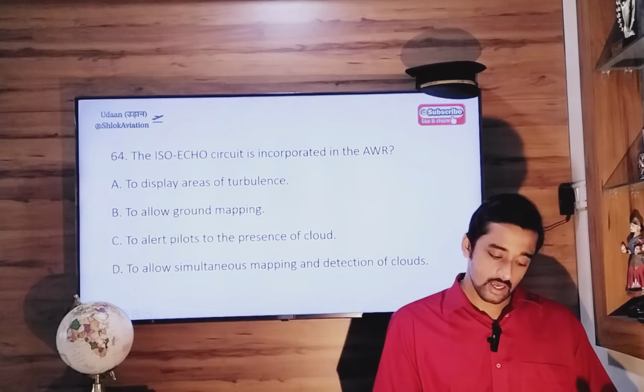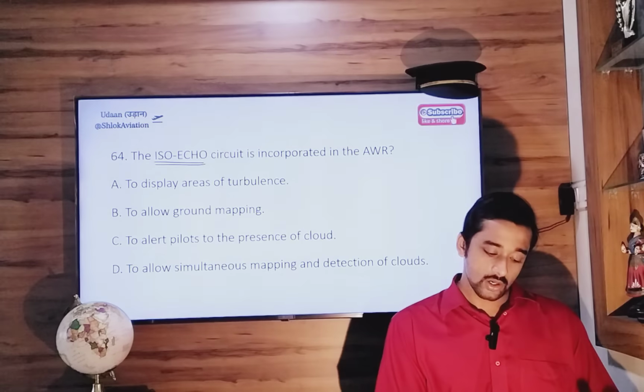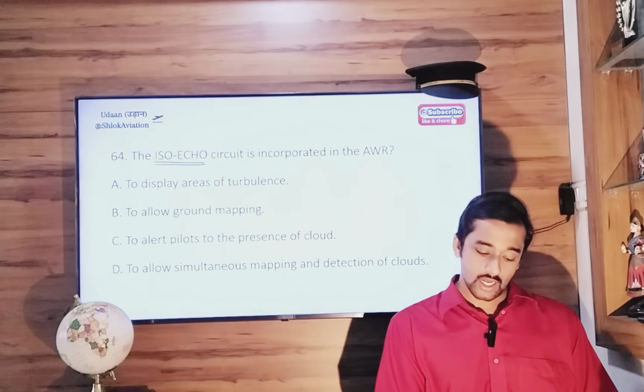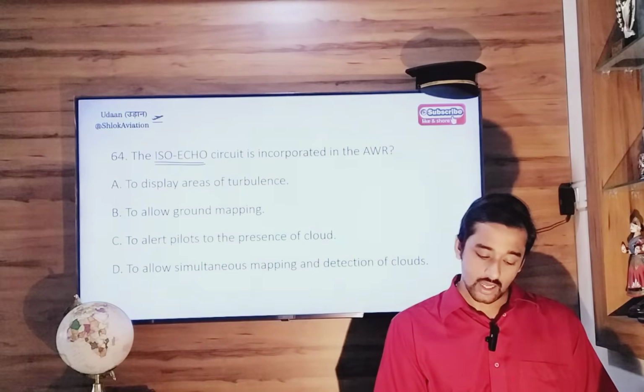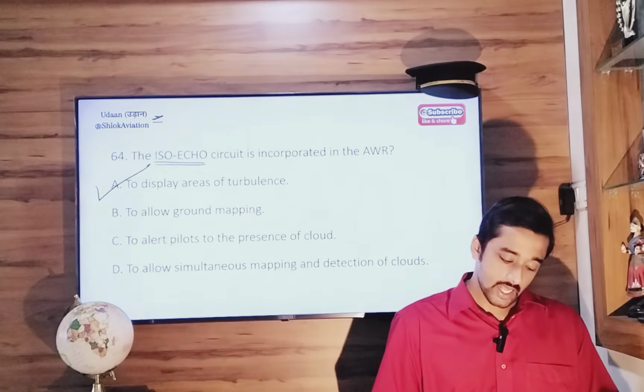Question 64. The iso-echo circuit is incorporated in the weather radar to display areas of turbulence, to allow ground mapping, to alert pilots to the presence of cloud, or to allow mapping and detection of cloud. So the correct answer is areas of turbulence.